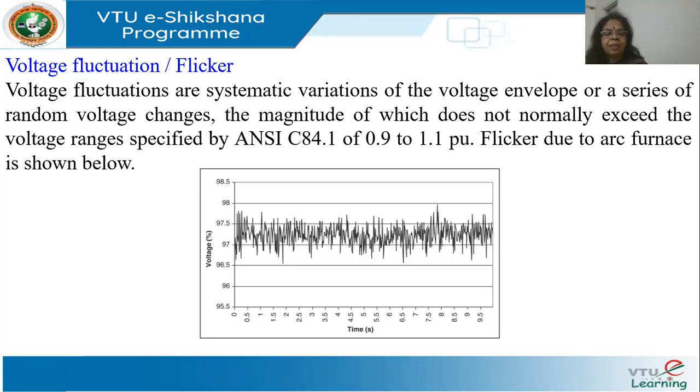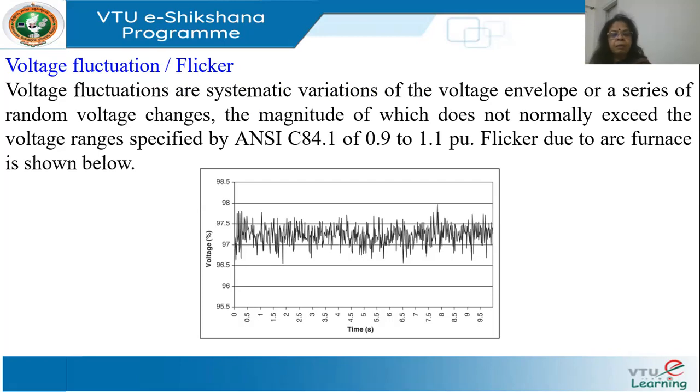You see this figure is that of an arc furnace. You can see it is very much within the boundary. The voltage is 98 to 96%, which is fantastic. It's not a sag at all or a swell. But you can see that the voltage is rapidly varying.